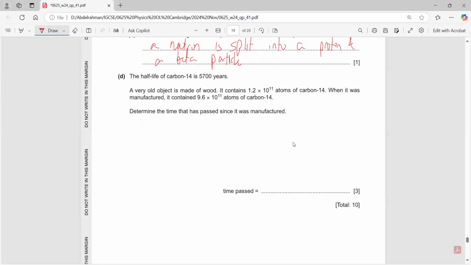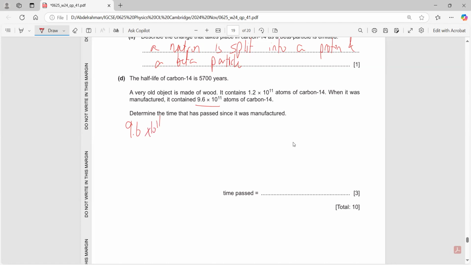The half-life of carbon-14 is 5,700 years. A very old object contains 1.2 times 10 to the power of 11 atoms. When it was manufactured, it contained 9.6 times 10 to the power of 11 atoms of carbon-14. Determine the time that has passed since it was manufactured. Initially, it was 9.6 times 10 to the power of 11. How did it reach 1.2? By division. You keep on dividing by 2.